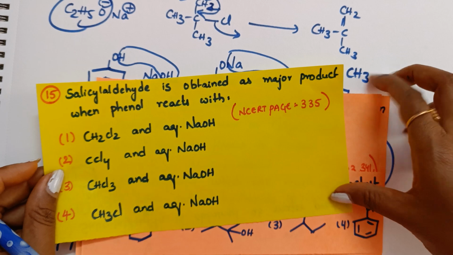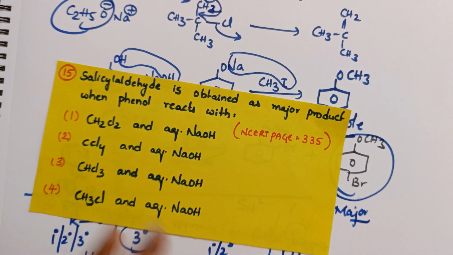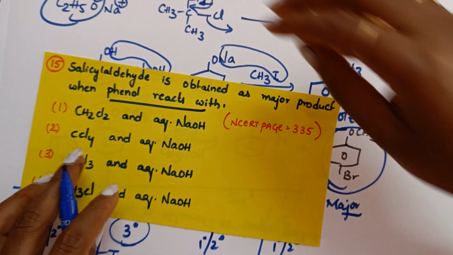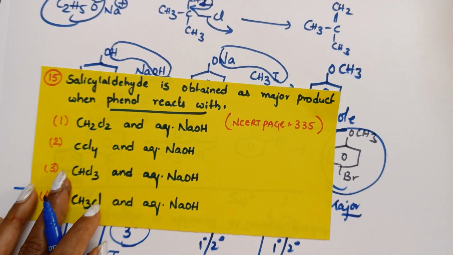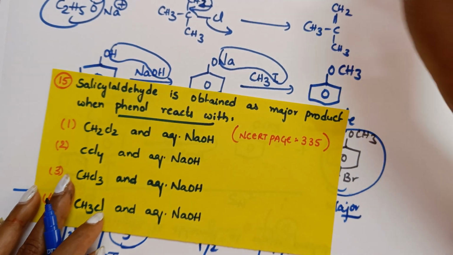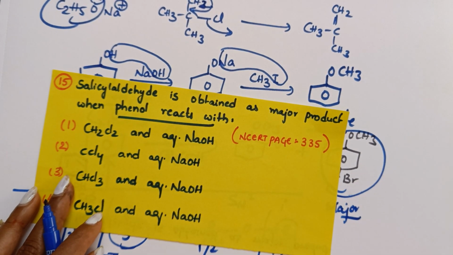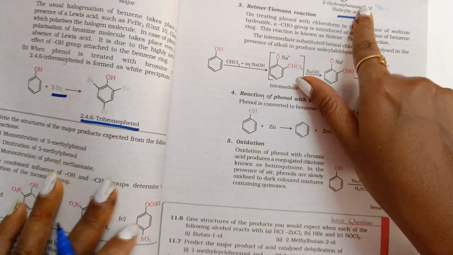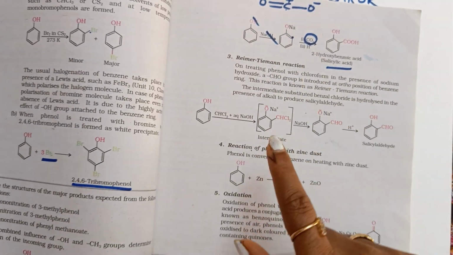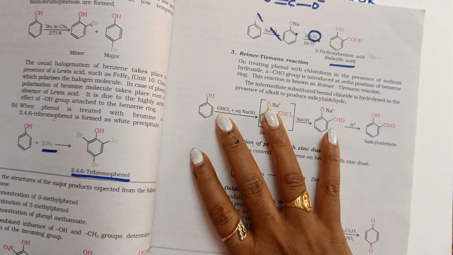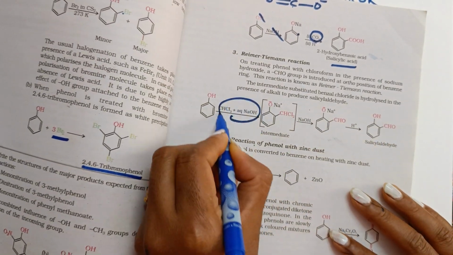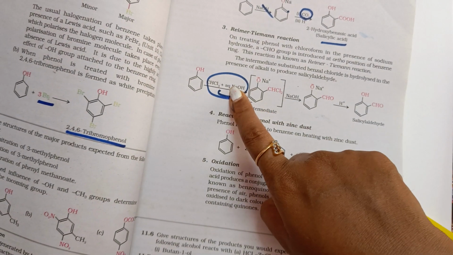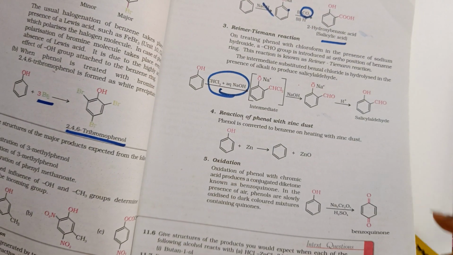See the next question. Salicylaldehyde is obtained as a major product when phenol reacts with... this is one of the most important questions, that is the Reimer-Tiemann reaction. This is from page number 335. You should go through both. Kolbe's reaction we already discussed, one time revision you have done. Now in the same way you have to learn Reimer-Tiemann also. In Reimer-Tiemann we use chloroform with aqueous NaOH. It introduces a CHO group at the ortho position.